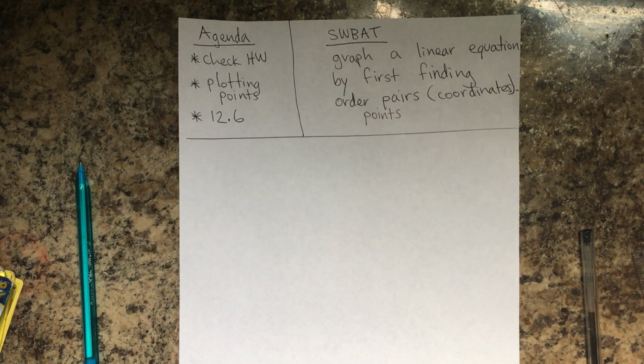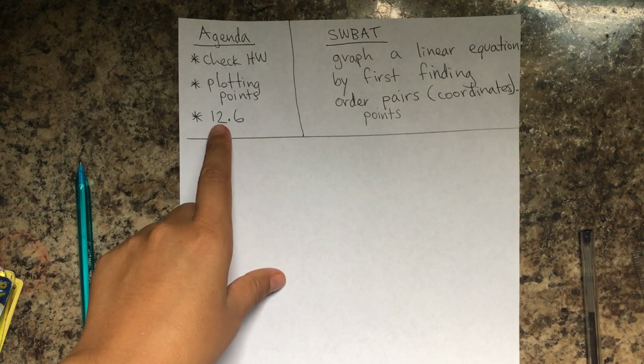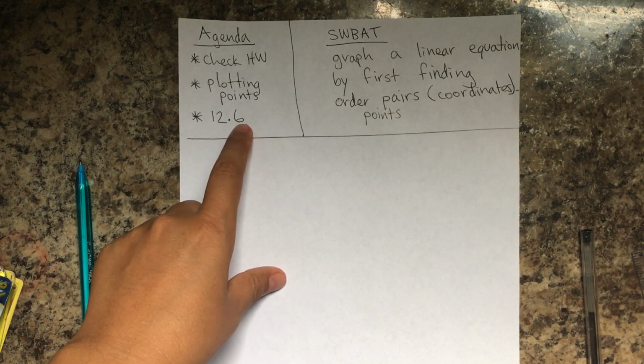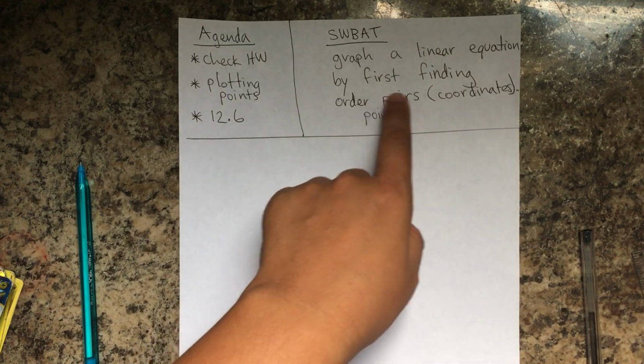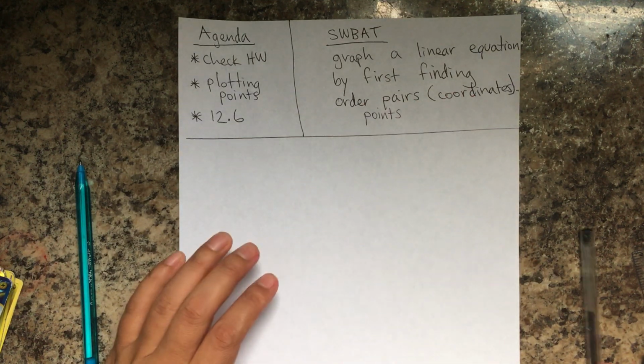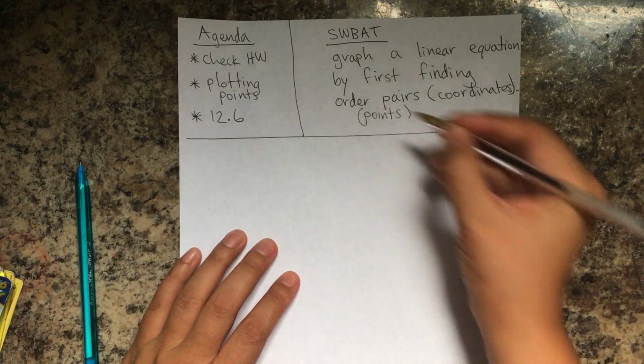Hello students, today's agenda is to check homework. We're going to be plotting points and you are going to be able to work on 12.6, meaning page 6. Today students will be able to graph a linear equation by first finding ordered pairs. Ordered pairs are also called coordinates or points.